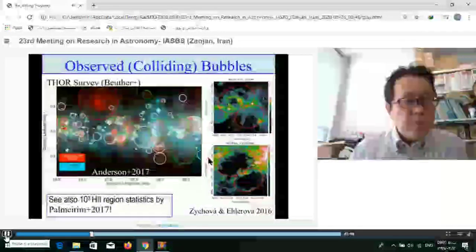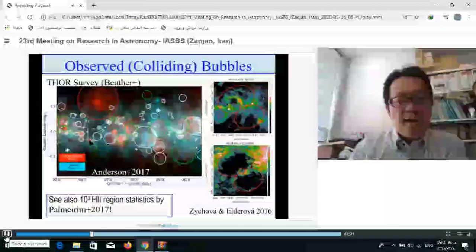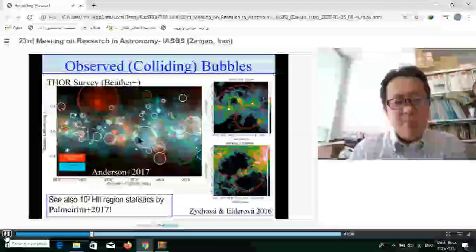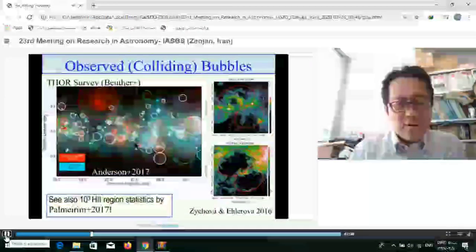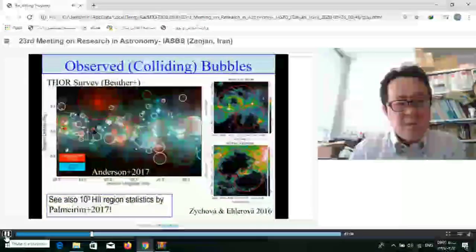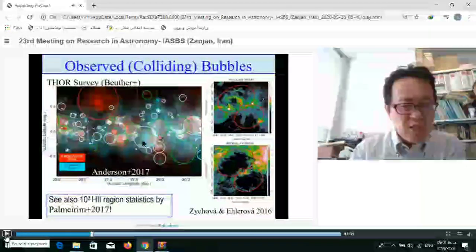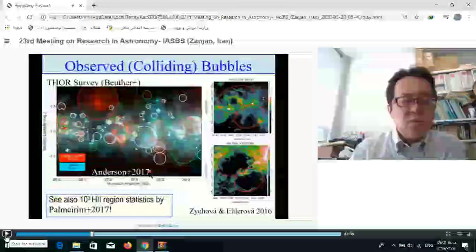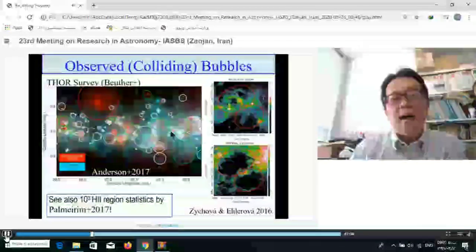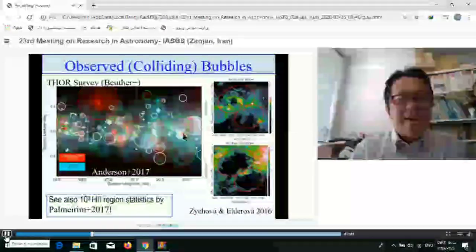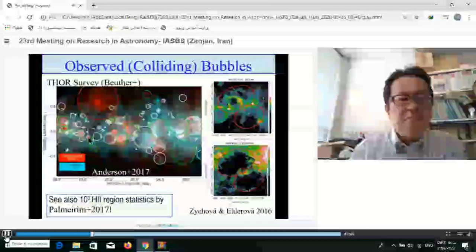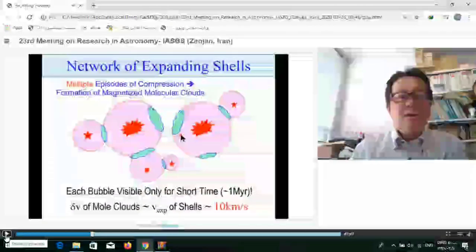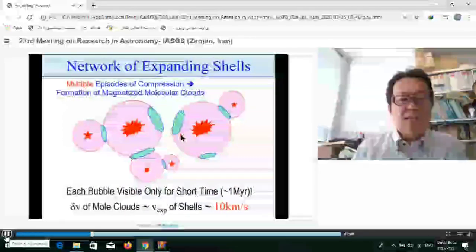But before moving on, I'd like to explain that, as I said, galactic thin disks are occupied by supernova remnants. Actually, these small square circles correspond to the identified supernova remnants in this region by Roland Anderson. I'm not going into the detail, but I'd like to emphasize that our galactic thin disk is occupied by many bubbles.